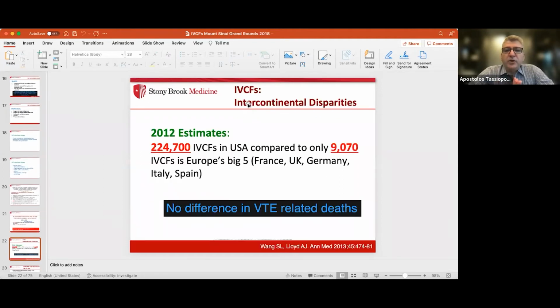And by 2012 estimates, there were 224,000 inferior vena cava filters inserted in the United States annually, compared to only 9,000 in the Europe's big 5 countries, which have about the same population as in the US. So that was a dramatic difference across the Atlantic. And the interesting component in these two populations, there was no real difference in VTE-related deaths.